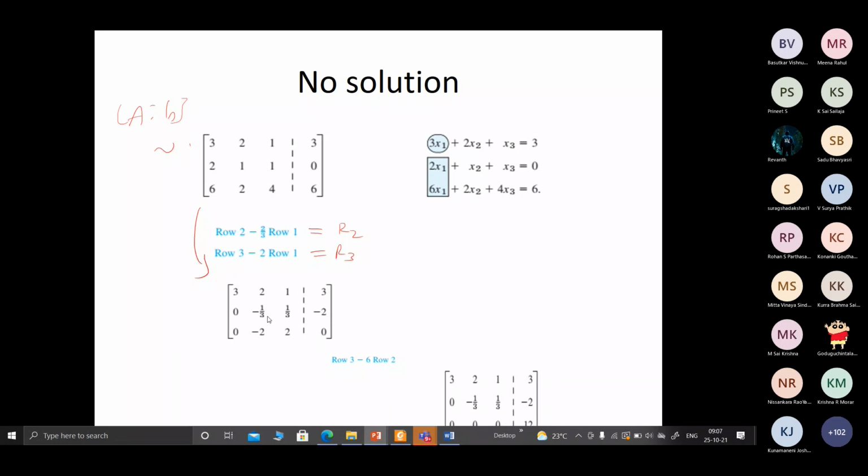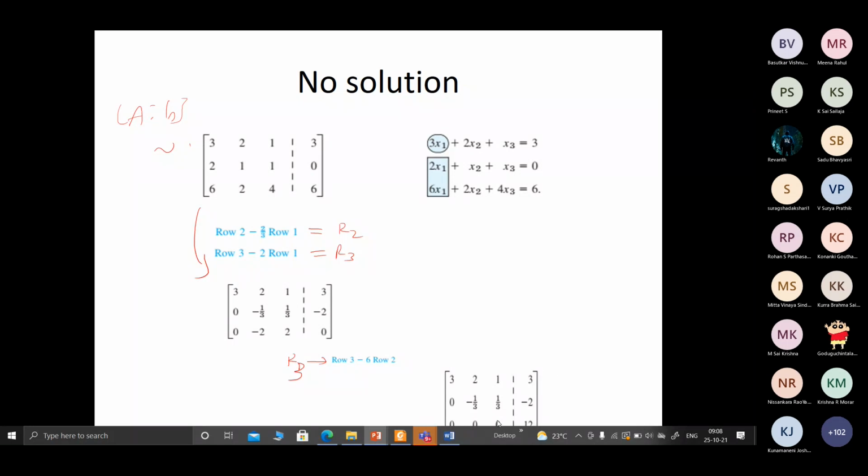Multiply this one by 6, no? So you will get 2 here, minus 2. Subtract it, minus 2 plus 2. So this is again for R2 here, and R3. So this is what you get, this matrix.